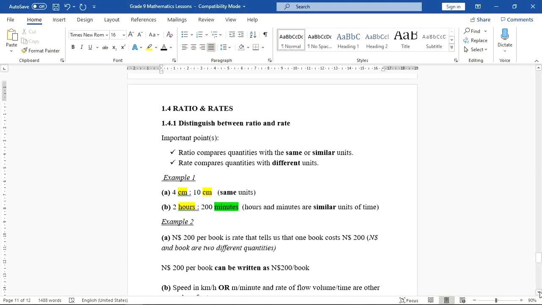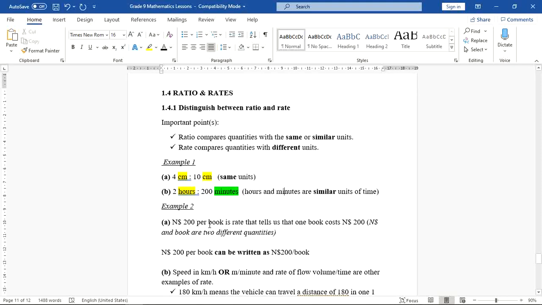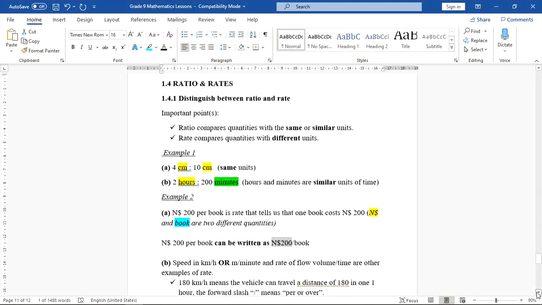Now if you look at example number 2, you are told that it is $200 per book. This is a rate that tells you that one book costs $200. In other words, the dollars and the book are different units. The money and the book are not the same units. They are different. $200 per book can be written as 200 with a slash and then book. So this is a rate. It tells you that if I have $400, then I can get 2 books. If I want 3 books, I should have $600. So it's a rate that can help you to figure out how many books you can get with this kind of money.